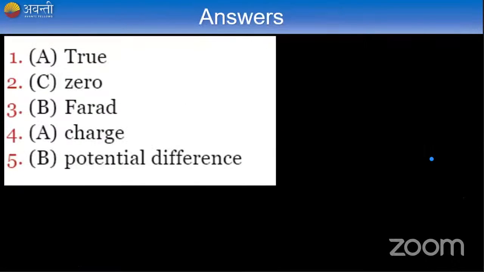The first answer is option A, true. The magnitude of charge on the plates of a capacitor is directly proportional to the potential. Yes, it's true. The electric field inside a conductor is 0. The SI unit of capacitance is farad. For capacitors connected in series combination, the charge remains constant. And for capacitors connected in parallel, the potential remains constant.